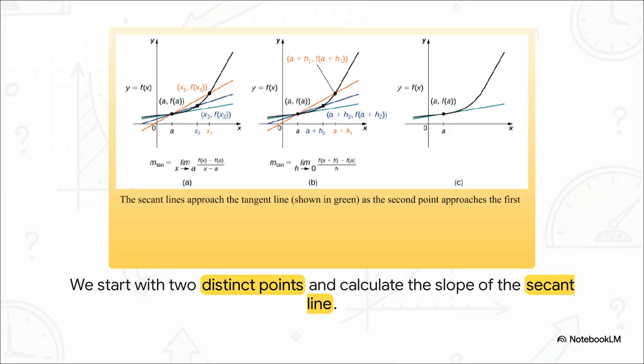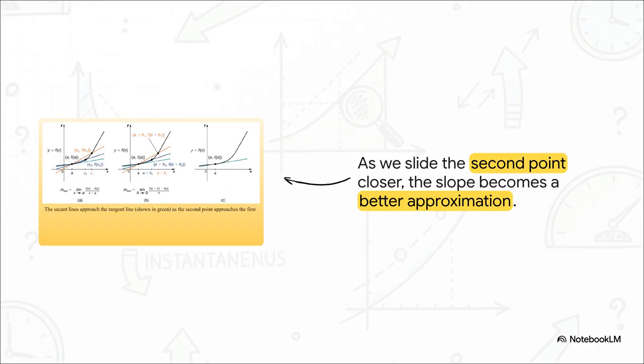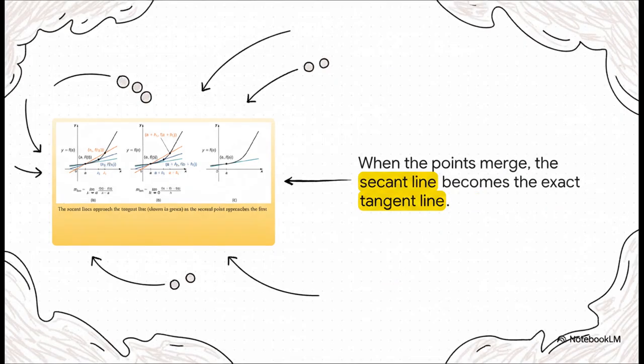We start here with our 2 points and the secant line connecting them. The slope of this line is a decent approximation of the slope right at our target point A, but it's not perfect. Not yet. Now watch what happens. We take that second point, and we just start sliding it along the curve, getting it closer and closer to our first point. See how the angle of that secant line is changing? It's becoming a better and better approximation of the true steepness right at point A. And we just keep moving it closer, until the distance between the 2 points becomes infinitesimally, ridiculously small.